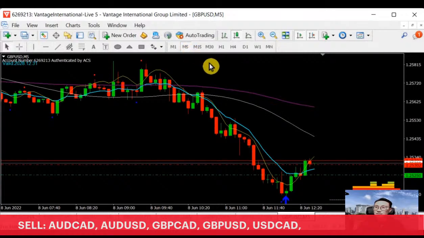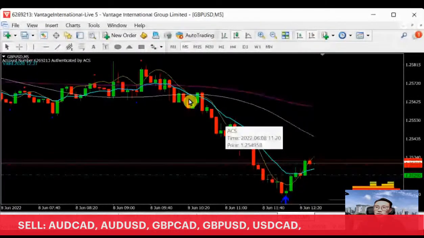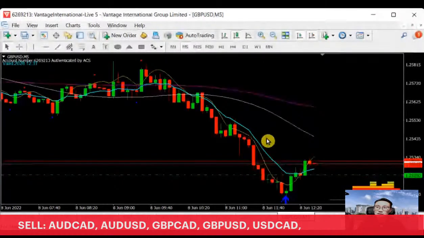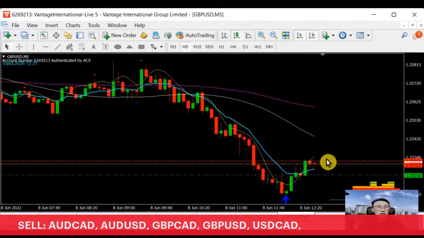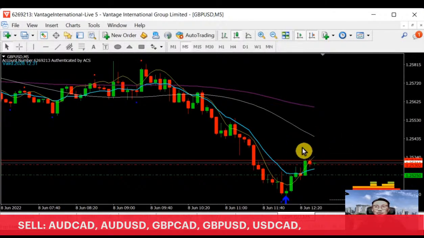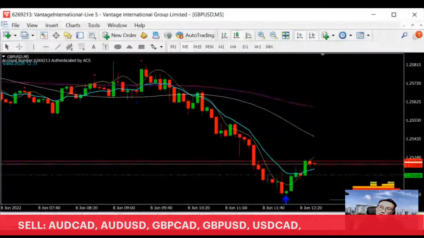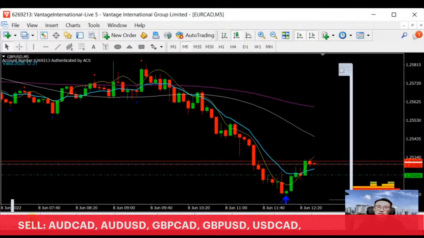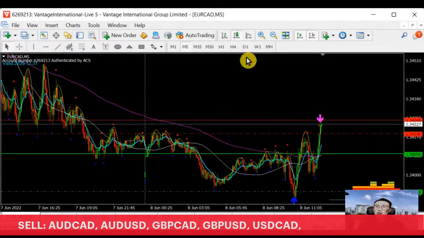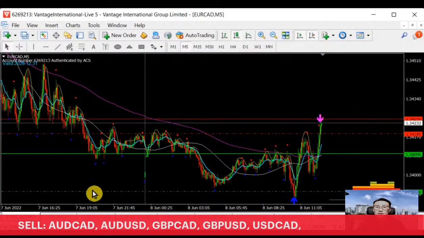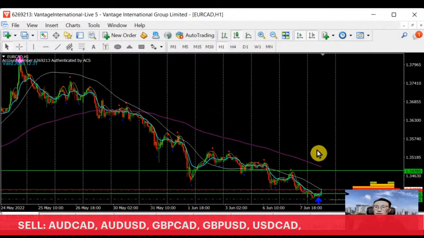So for Ken, this is something like I just mentioned. If this is the resistance, we tested, broke, and retested the resistance as the support. If a red and green candle comes along, then this shall be the one I'm looking out for buying. Like this for EuroCAD. If EuroCAD comes along with such a formation, like this candle pattern, then yes, for EuroCAD.